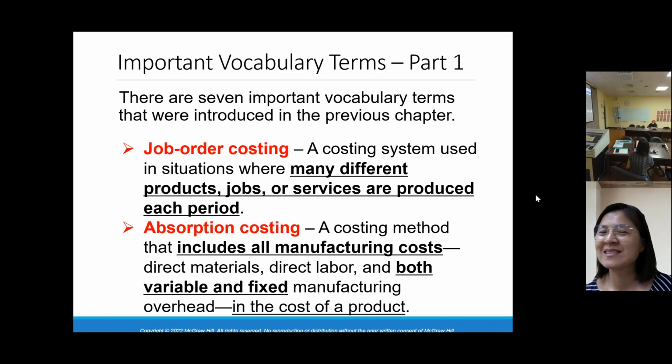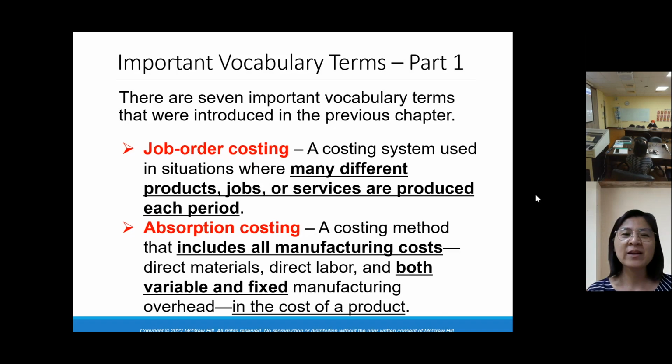The costing system that is used when many different products or jobs are produced in the same period. Okay, so that is a costing system used in situations where many different products or services are performed at the same time, and they are unique, right? They are different from the other services or products. So in that situation, we use job order costing.